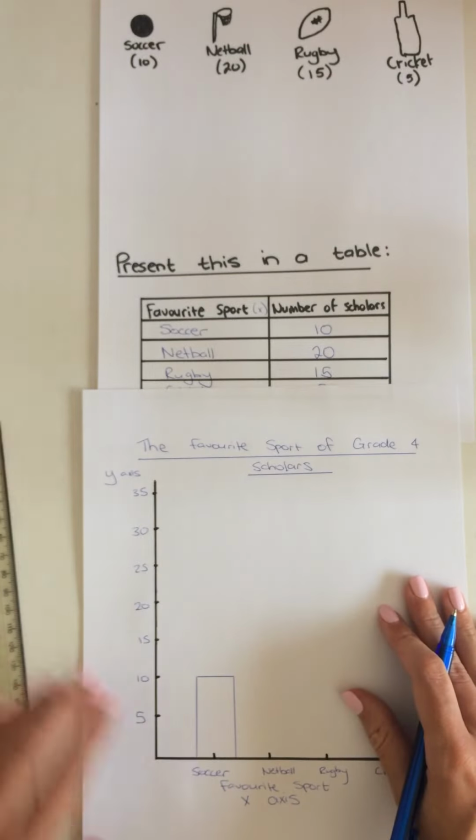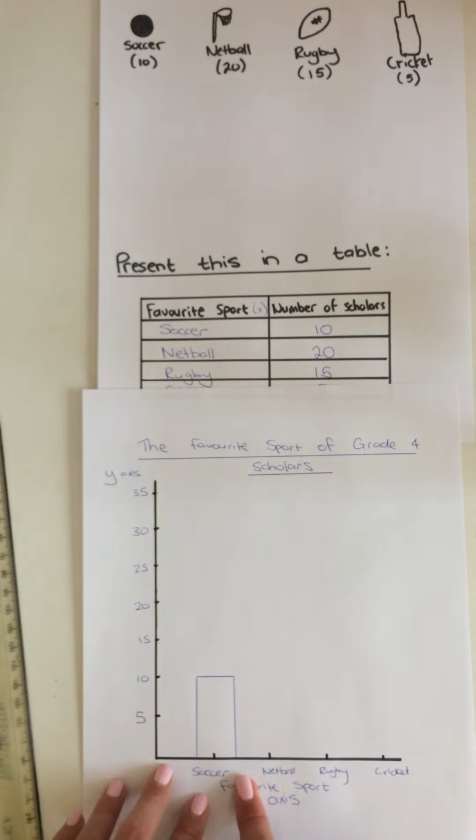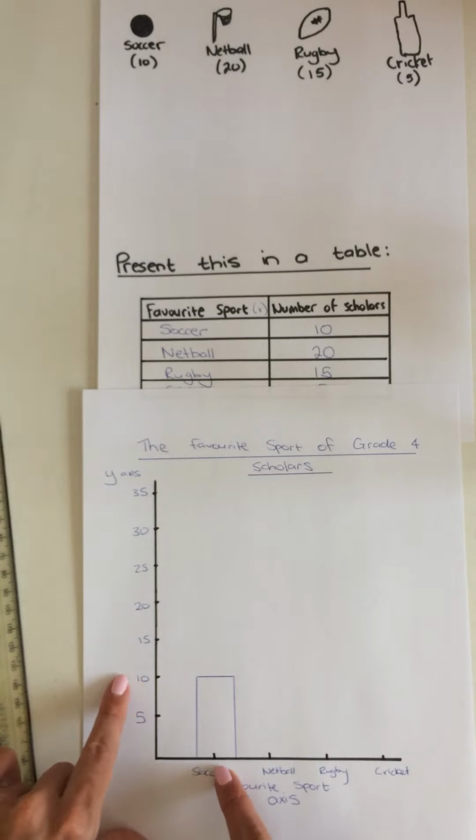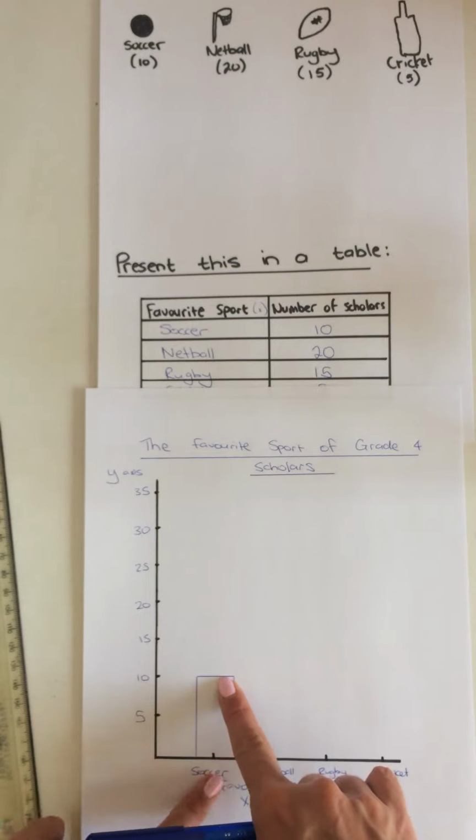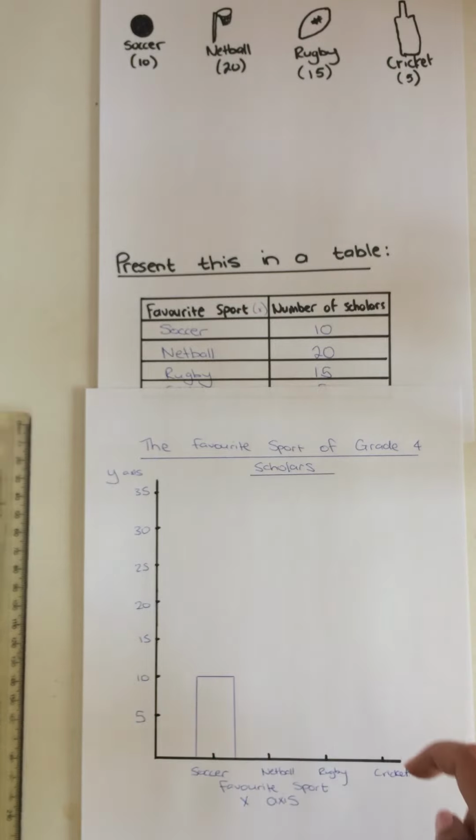Right, this is why it's called a bar graph, because we're creating bars. It's very easy to read. Soccer over here, and I go 10 over here, it meets at 10. That means 10 scholars liked soccer.